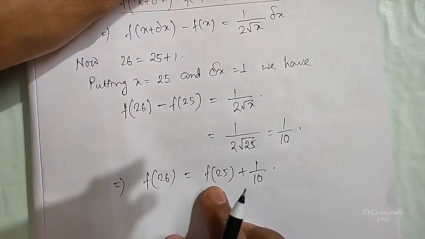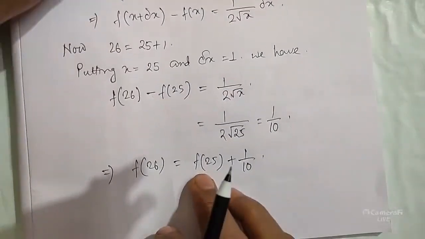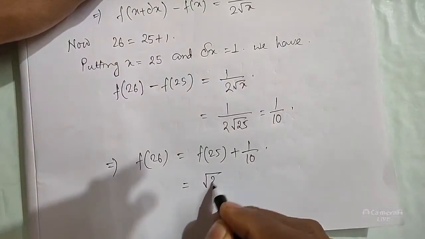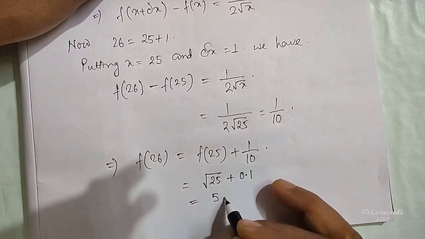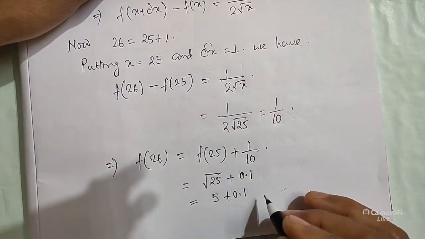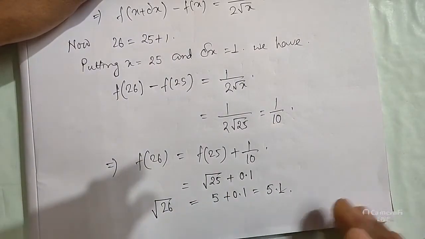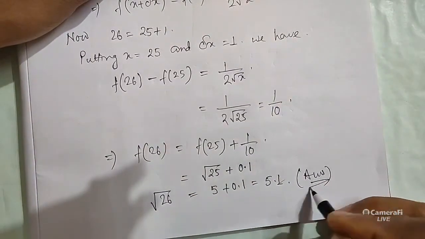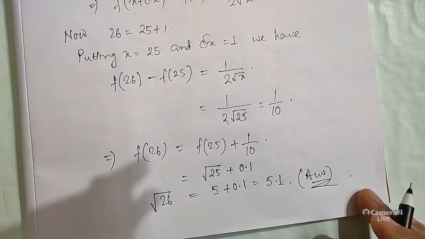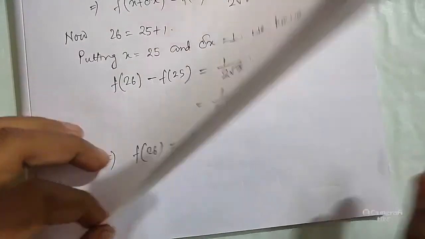Now f(25): we know that f(x) is root x, so f(25) = root 25, that is 5. So this is equal to root 25 + 0.1 = 5 + 0.1 = 5.1. That means root 26 is equal to 5.1, because f(26) means root 26. In this way we can solve the problem of approximation using differentials. Okay, next question.